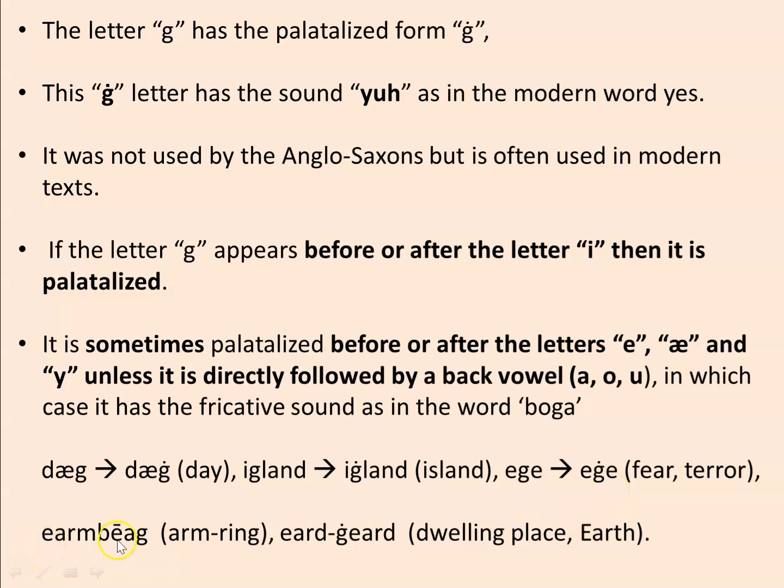Come down here, Ermberg. Now the G is at the end, it has a fricative sound, ring. Ermberg, ring. Erd, yerd. Now, these compound words we're going to deal with shortly when we come to prefixes and rules concerning those, but for the moment you can treat them as separate words. So earth, yard, dwelling place, earth.